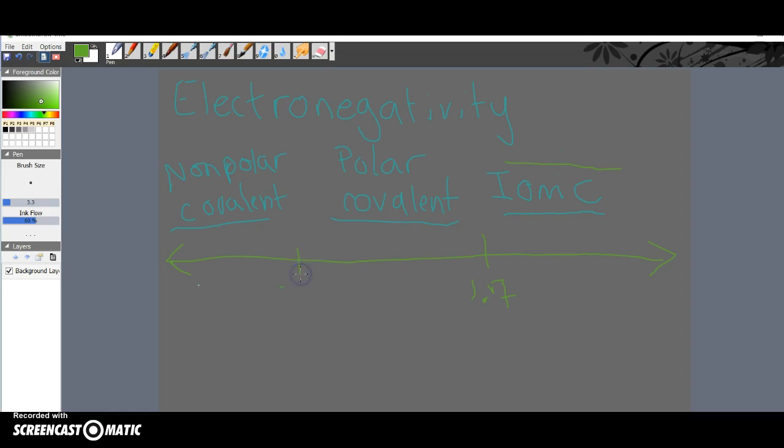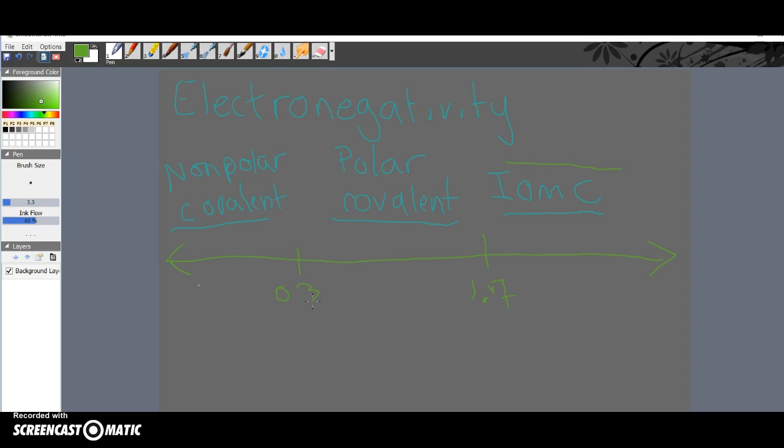If the difference is less than 0.3, or I should say less than or equal to 0.3, it's going to be nonpolar covalent. So a nonpolar covalent bond is when it's shared very equally and the difference is really, really low. So they both want it about the same amount.